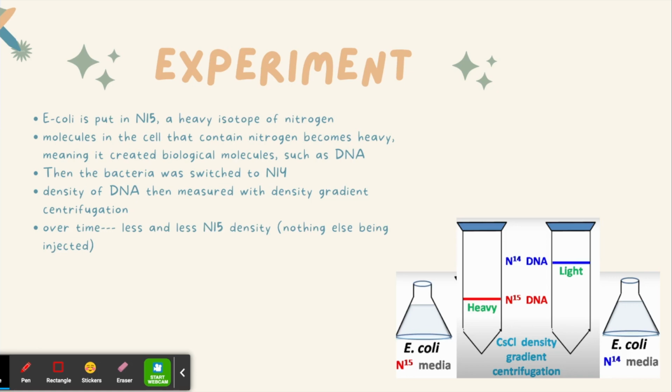And then the same bacteria was switched to a medium of N14, which is a lighter isotope of nitrogen, and then the DNA was measured. The density of it was measured through centrifugation, and over time we saw less and less N15 density as no more E. coli was being grown in the N15 medium.